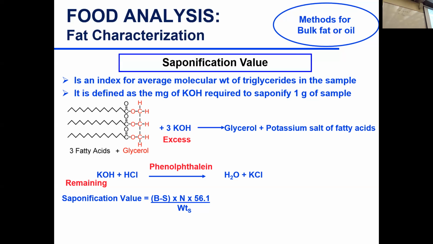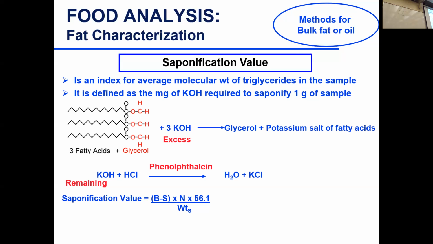Because if you don't have sample, you have all of the KOH, then you have the highest volume of HCl needed. The more moles of sample you have, the less KOH you're going to have in excess or remaining, so the less volume of HCl is needed. So if I look at this equation, 56.1 is the molecular weight of KOH.